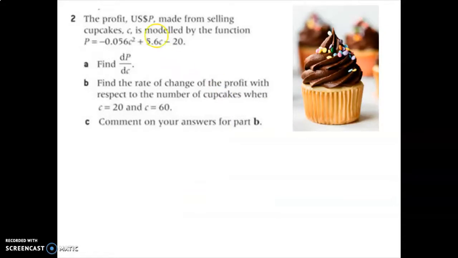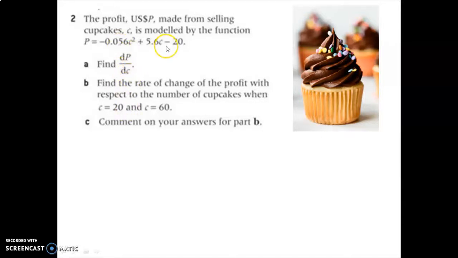Alright, next problem, number 2. We have the profit made from selling cupcakes is modeled by this function. P is the profit, and C here is the number of cupcakes that are produced. Find dP/dC. That means, again, find the derivative of this function, or in other words, find the function that will give us the rate of change at which profit is changing compared to cupcakes being made.